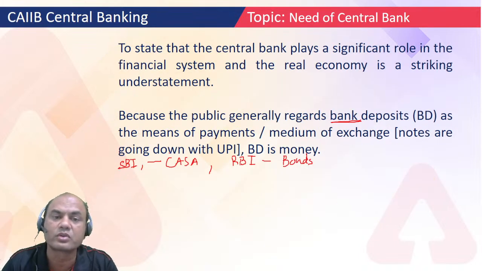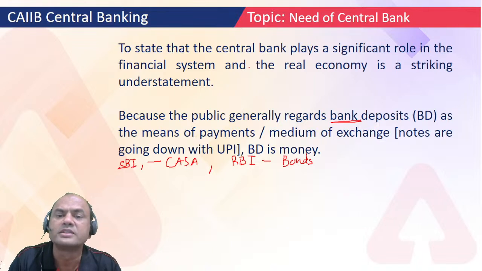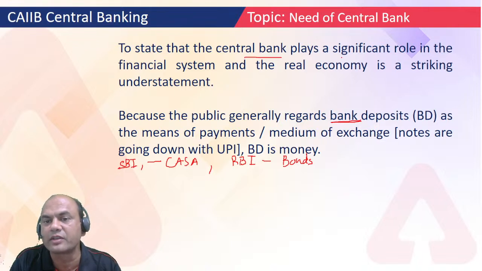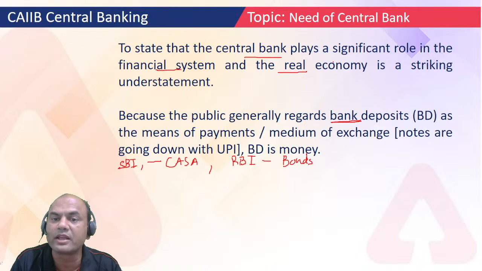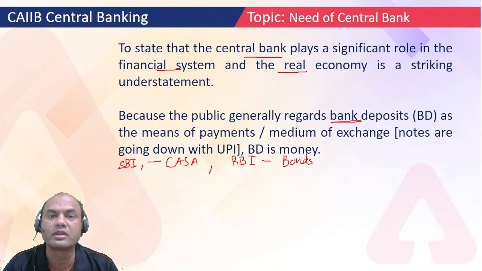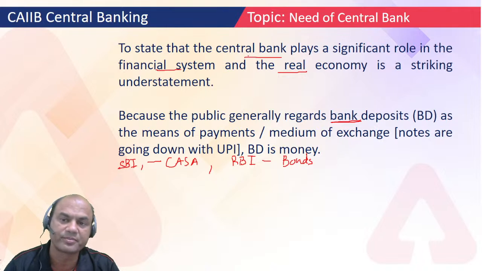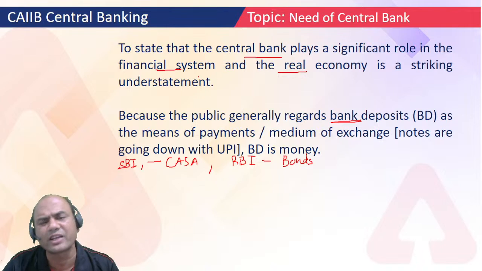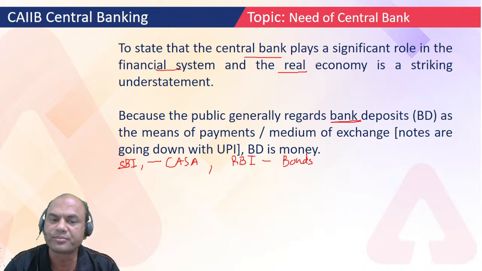To state that the central bank plays a significant role in the financial system and the real economy is a striking understatement. It means that the central bank always plays a significant role in the financial system and real economy. RBI's role is vital because RBI decides on short-term liquidity prices. Understatement means it's taken for granted. We know it. That is the meaning of understatement. So RBI definitely has a role in the financial system and the real economy.